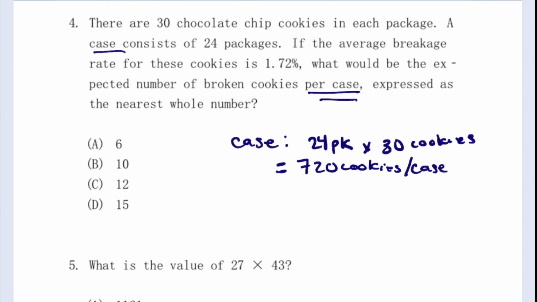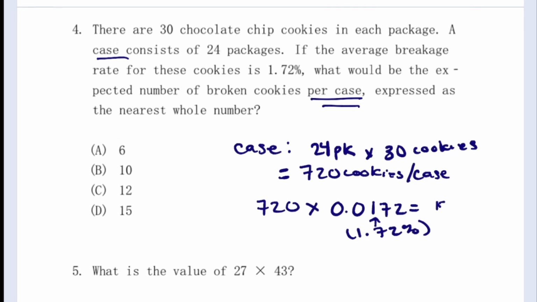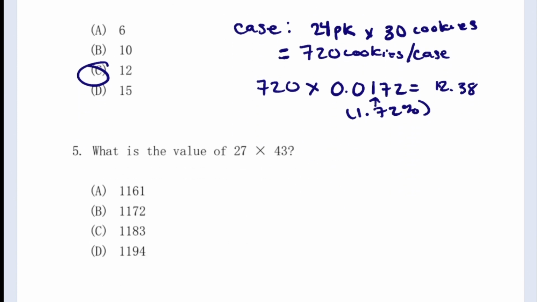So the breakage rate is 1.72. So what we want to do is multiply this by the 720. So 1.72% is 0.0172, because remember 100% is 1. So we are multiplying the 720 by 0.0172, and we will get 12.38. So we are going to round that to 12.